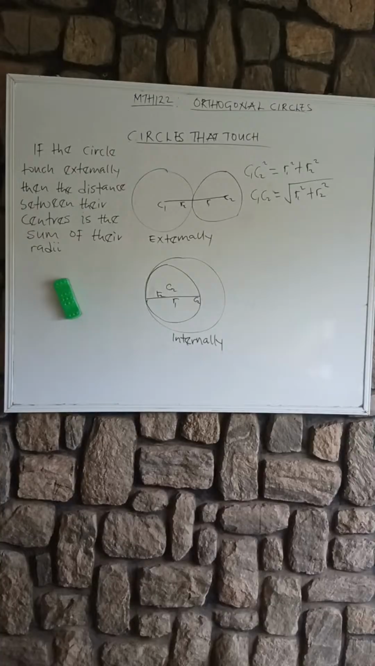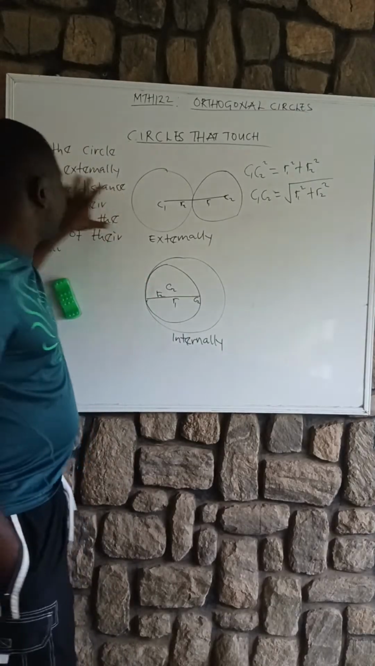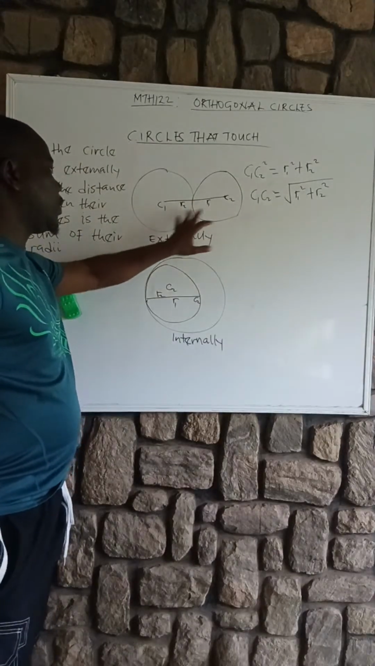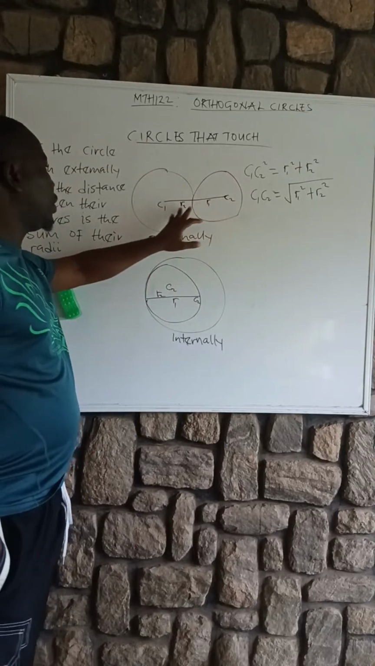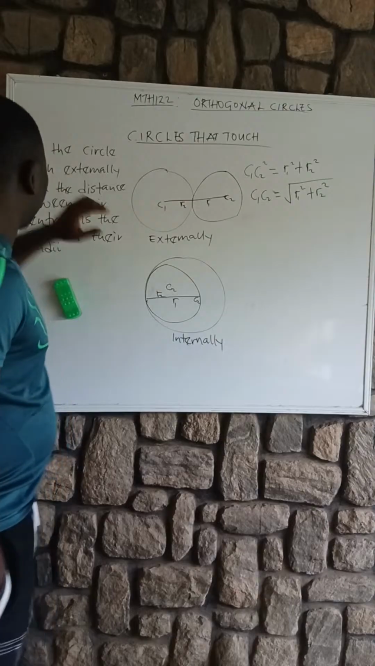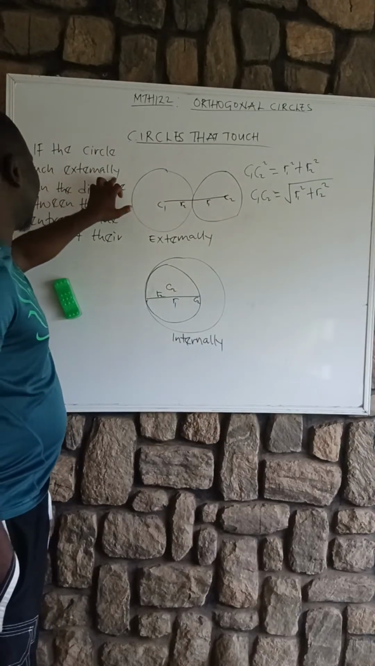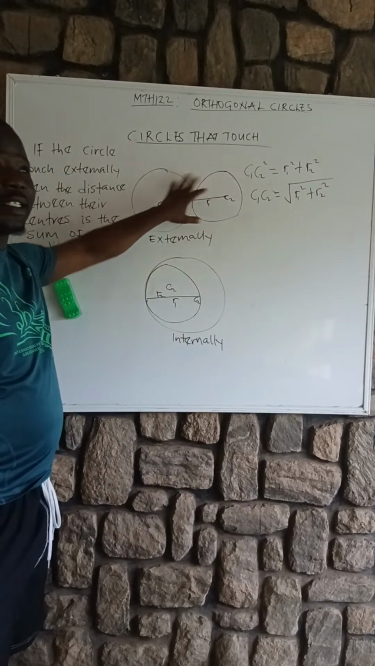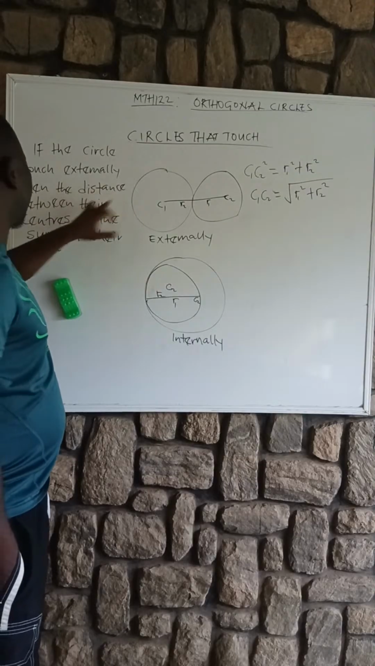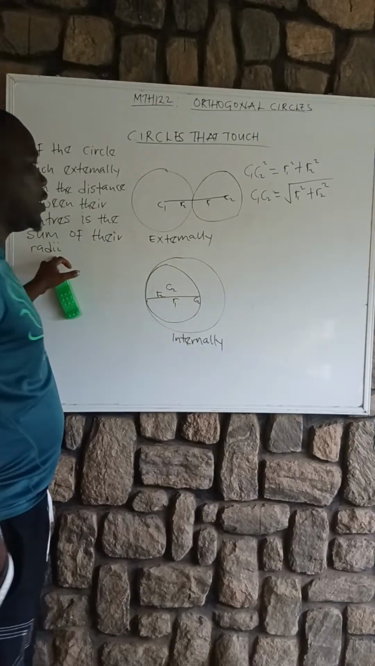What this statement is talking about, look at it. This statement is talking about these two circles that touch each other externally. That if the circles touch externally, that is this illustration, then the distance between their centers is the sum of their radii.